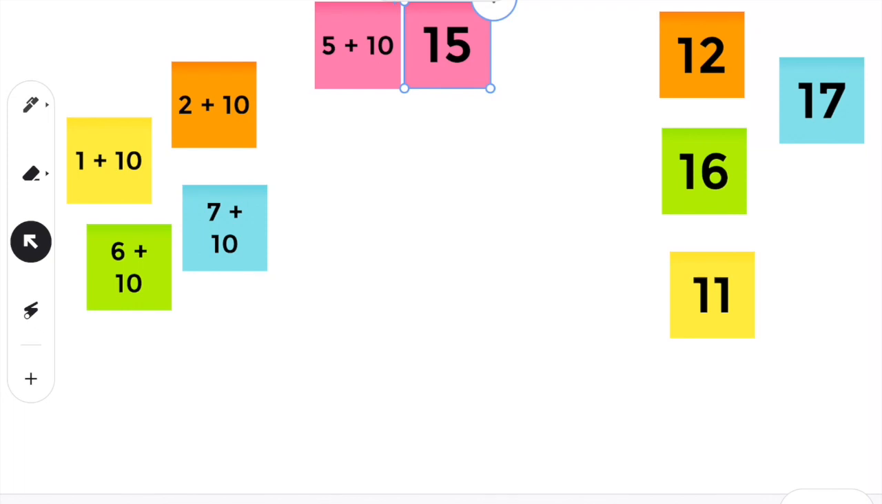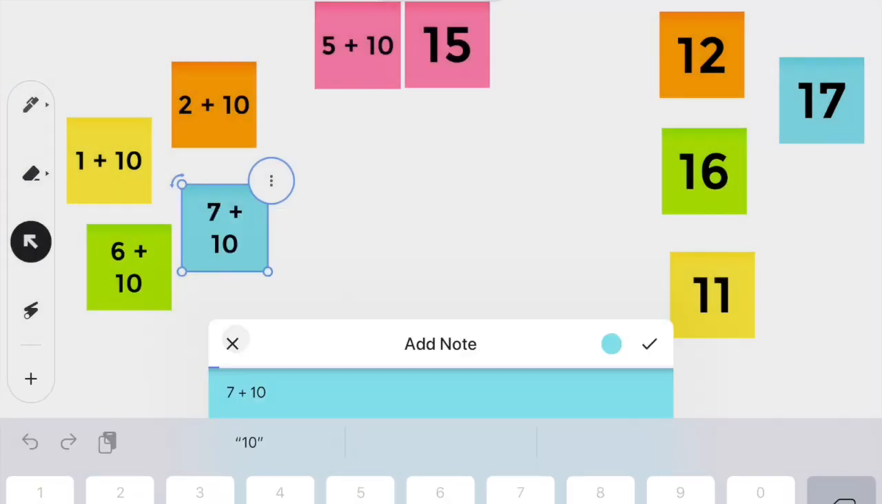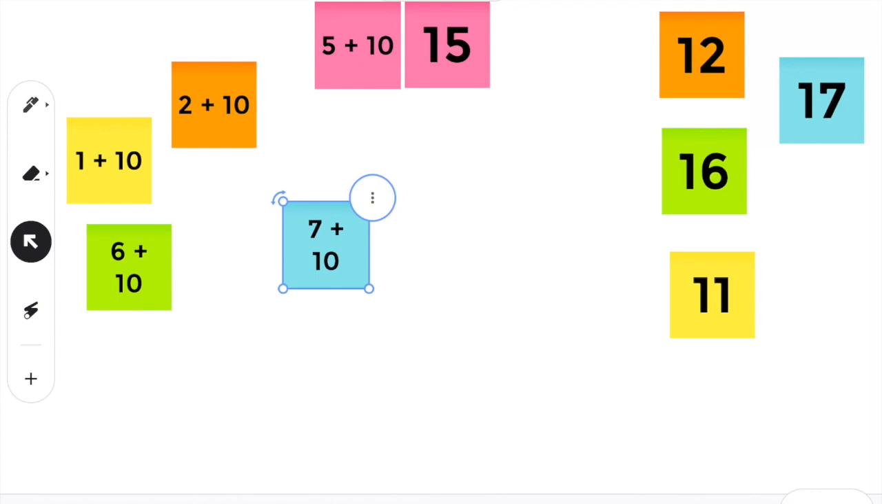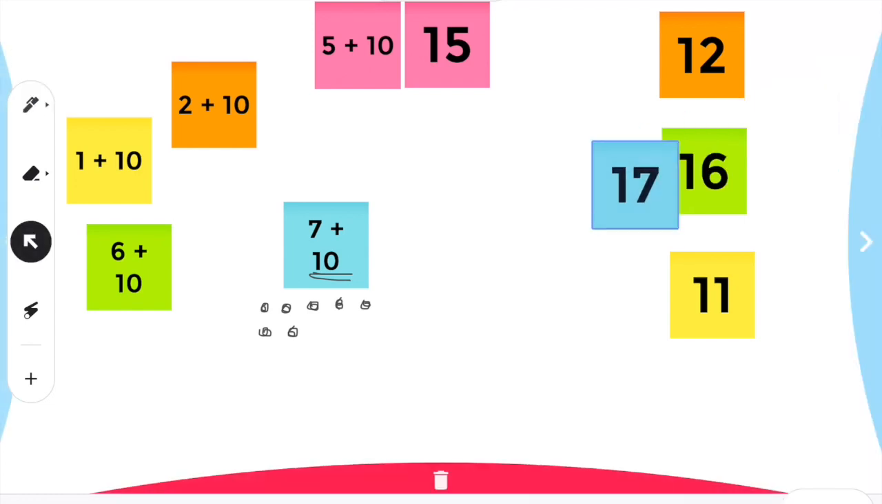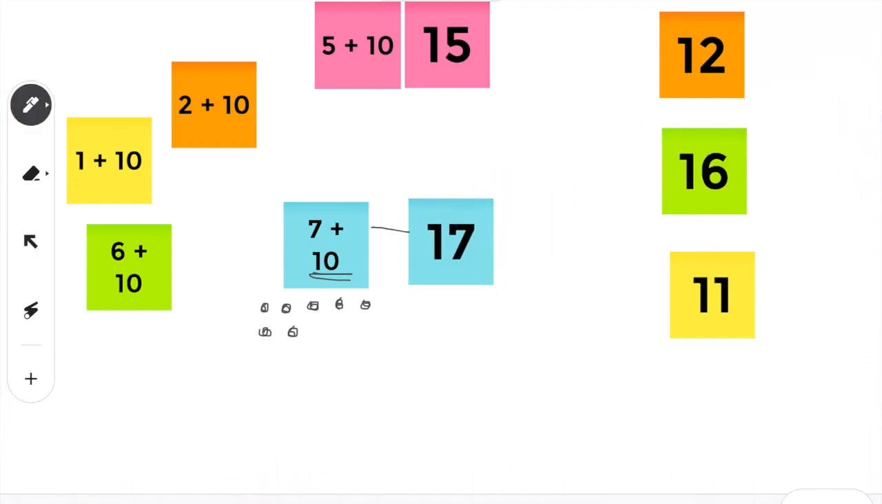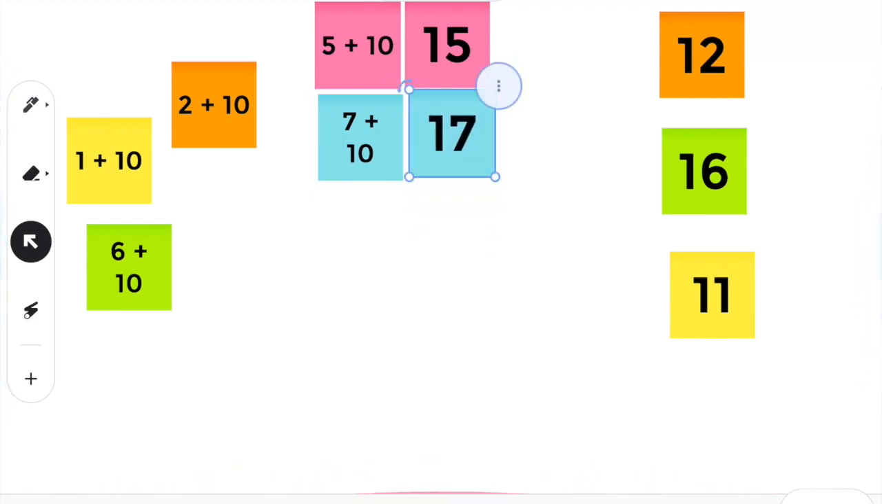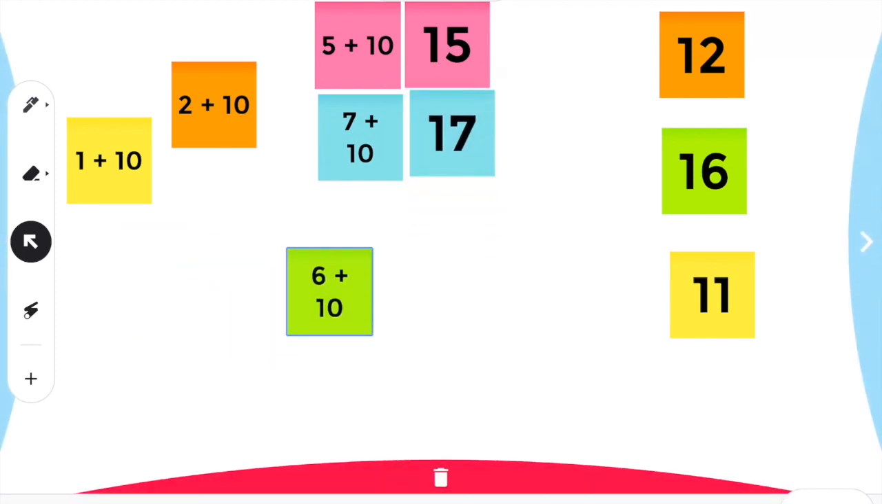I know Mrs. Houseladden's favorite color is blue, so let's try the blue one just for Mrs. Houseladden. This one says 7 plus 10. Remember, every teen number starts with a 10. So I'm going to start counting at 10 and add on 7. 11, 12, 13, 14, 15, 16, 17. 10 plus 7 equals 17. Awesome. There's my equal sign. Cool stuff. I'm going to try my next one. I'm going to pull these up because they're a match. All right, let's try 6 plus 10.